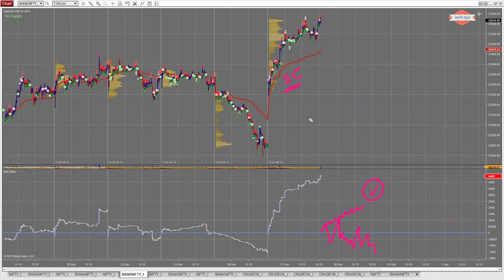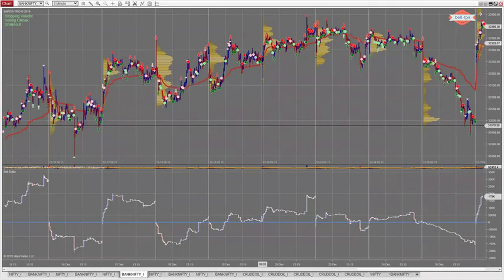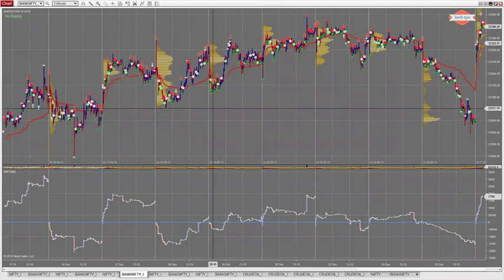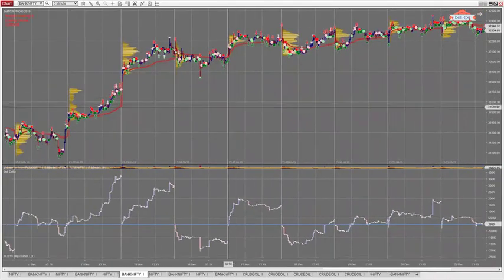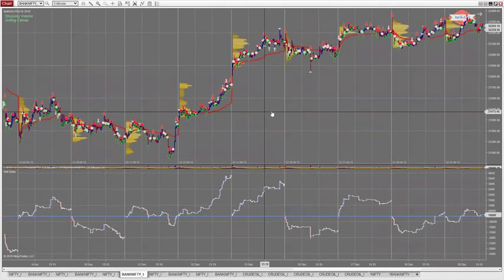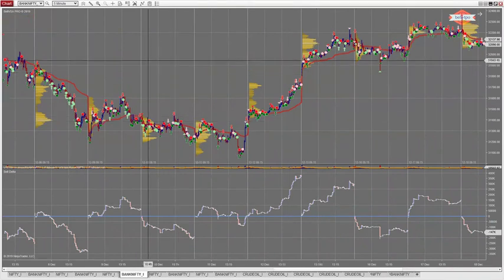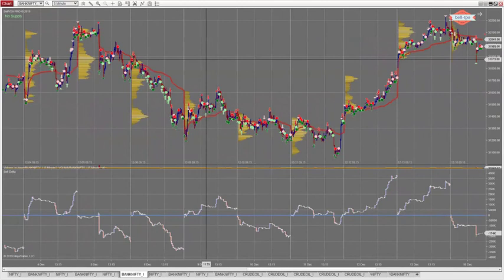All right. Now let me see if I can find any example of cumulative delta divergence. I was hard pressed to find one. In fact, I could not find one. So I believe it is difficult to find cumulative delta divergence. However, if you are monitoring a simple delta chart, you will probably find more examples of delta divergence on a simple delta chart. All right.